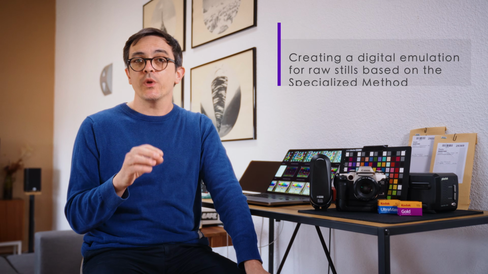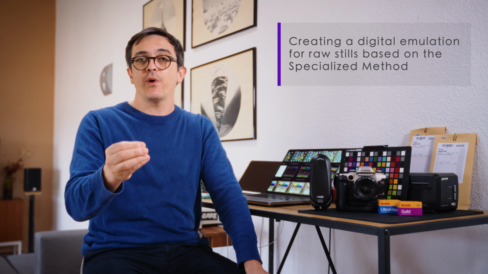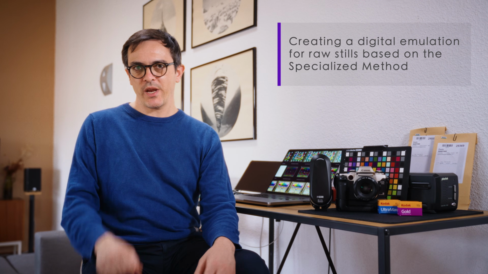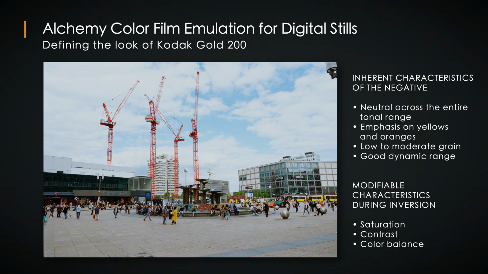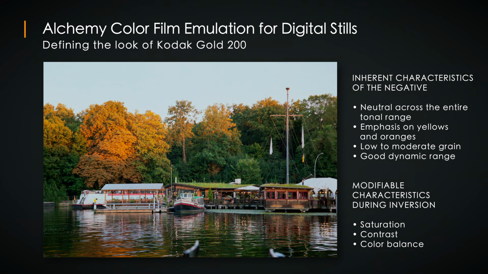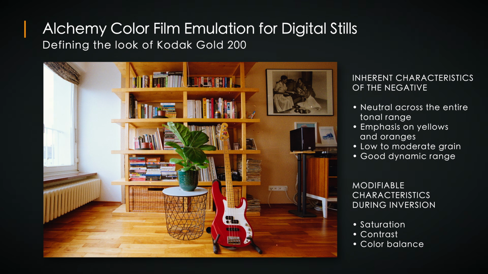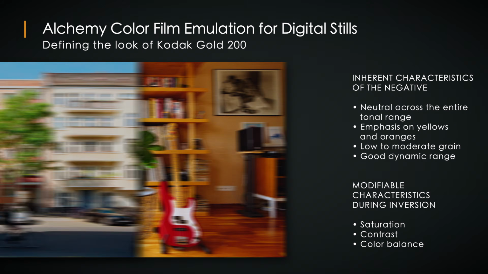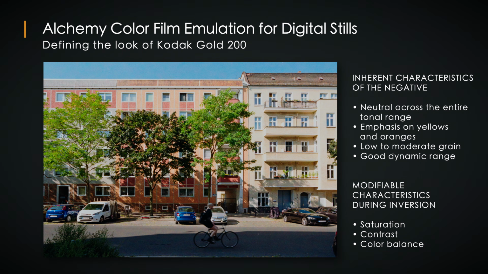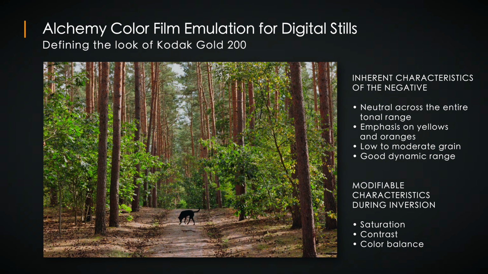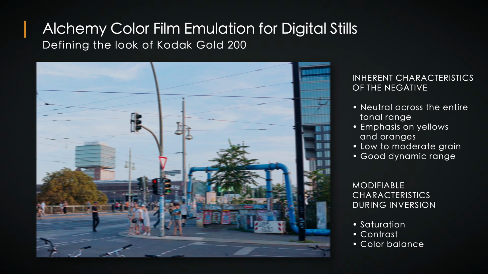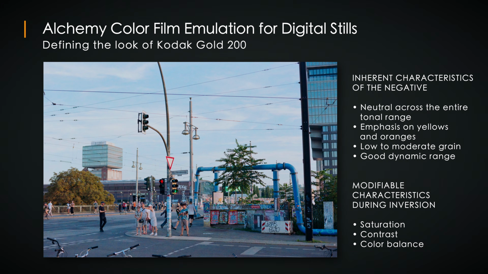At this point, we can create a digital emulation of the converted positive. Here's a rundown of how I created these emulations. What does Kodak Gold 200 look like? Kodak Gold 200, when processed with this method, has a neutral look, with a noticeable emphasis on yellows and oranges, likely the gold aspect of its marketing. This description is widely shared by most users, regardless of the printing, scanning, or inversion method. Contrast is balanced, neither too strong nor too soft, and saturation is moderate to mildly high.